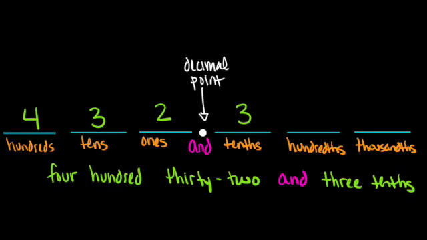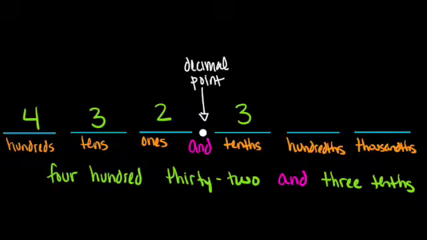Notice that I did not say "and" at any other part in reading this number. Sometimes we are used to using the word "and" in other parts of numbers, just in our everyday lives. I often hear or say "four hundred and thirty-two." But mathematically, this isn't correct.